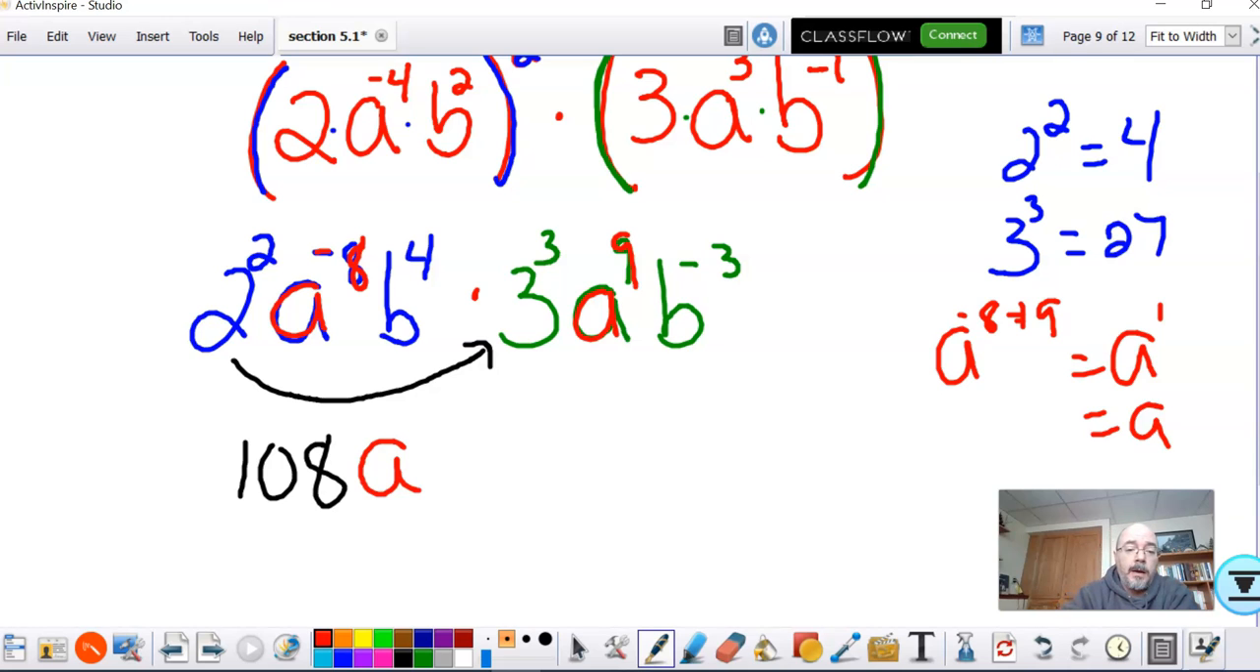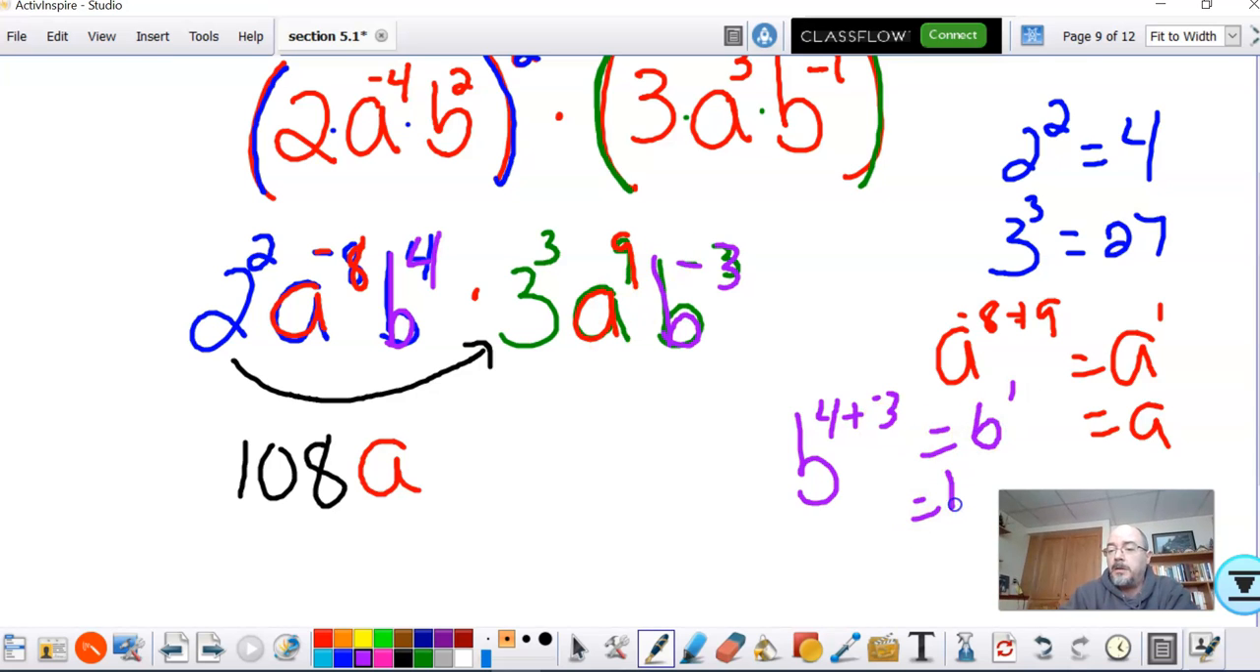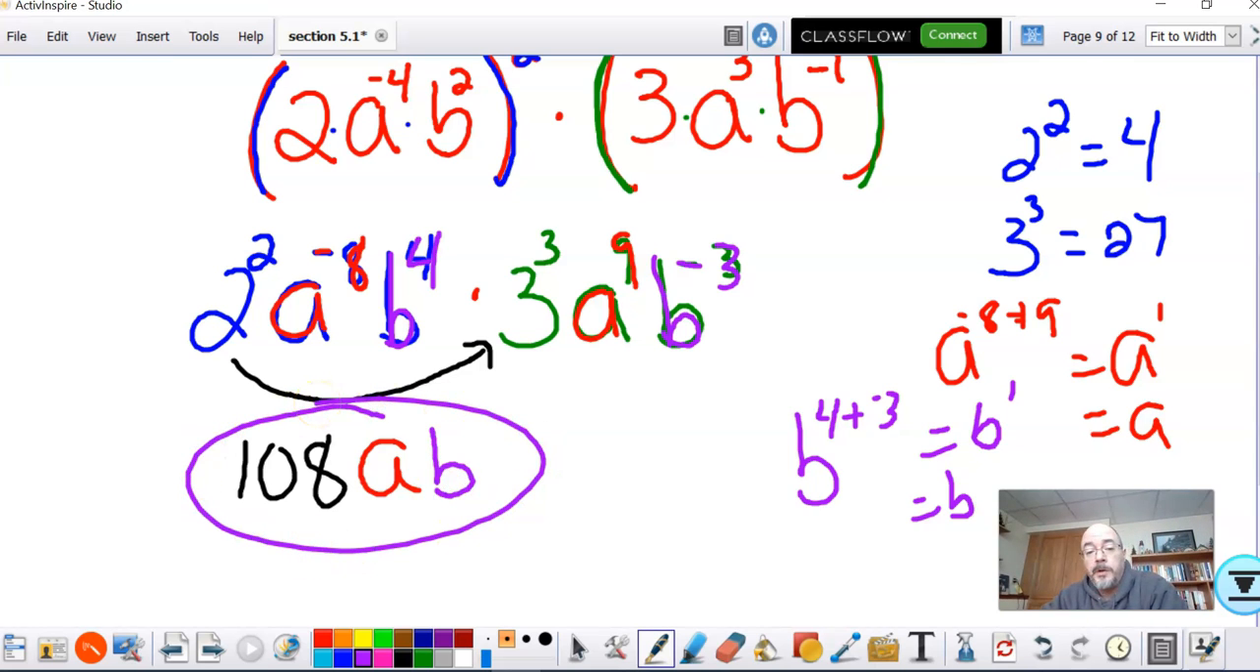Now I have b to the 4th and b to the -3. This is where I add again. So b to the 4 plus -3. That's just b to the 1st again, or just plain old b. That's my answer, 108a times b. All right, let's see if I have another one here, folks.